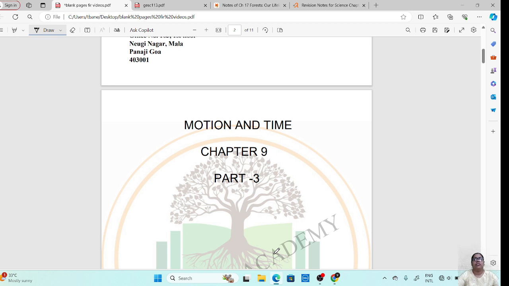So today let us continue with our chapter Motion and Time from Standard 7th, chapter 9, and this is our part 3. In our previous parts, part 1 and part 2, we have covered the types of motion. We have seen the concept of motion, then different examples of different types of motion. Then we have seen the concept of speed and the formula to calculate speed. Then we have seen the concept of time, units of time, and how speed is measured using speedometer and odometer. So till here we have covered in our first two parts.